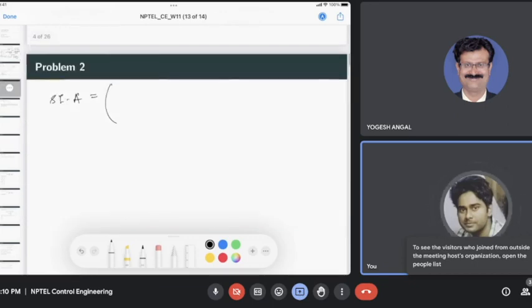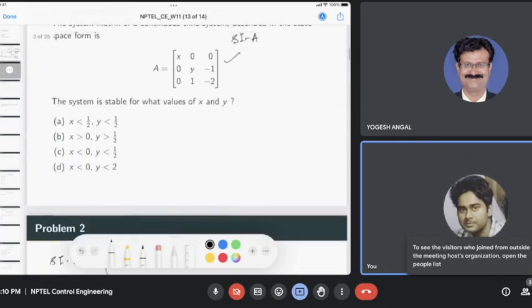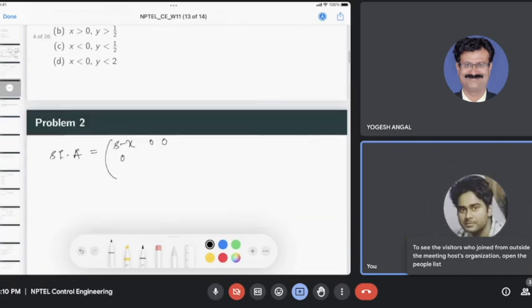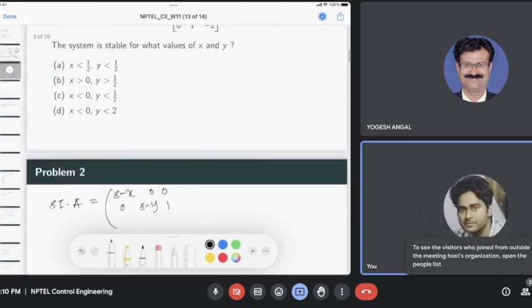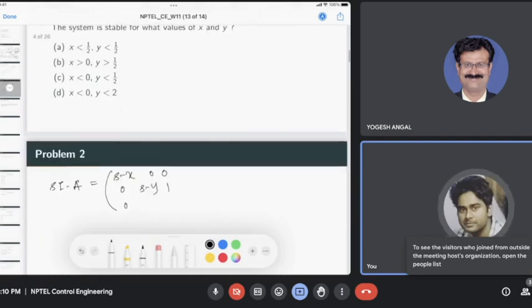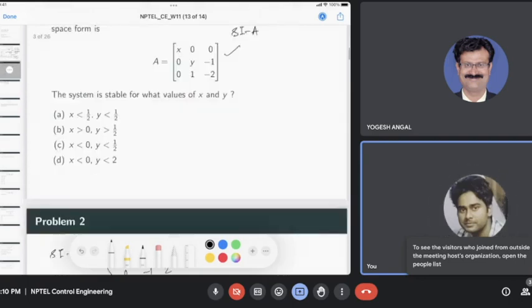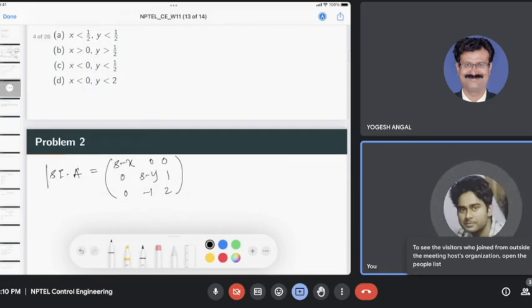So it will be s minus x, 0, 0; 0, s minus y, 1; 0, minus 1 and 2. So we want to find the determinant of that matrix and equate it to 0.